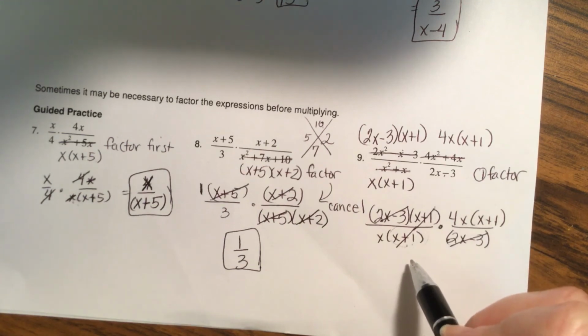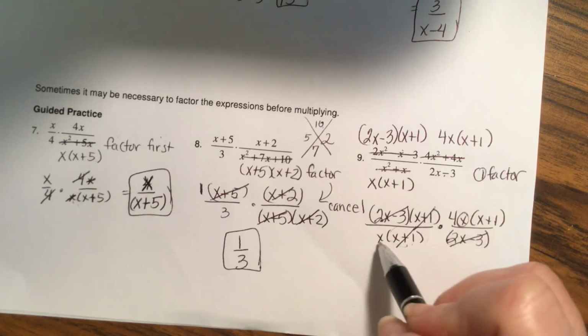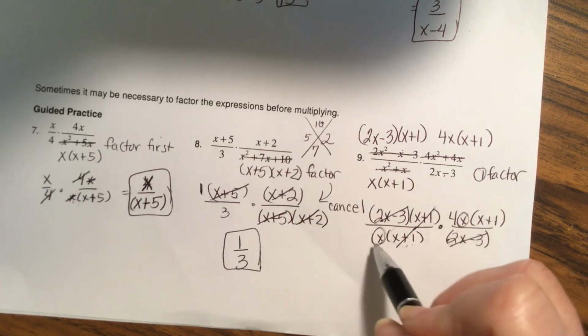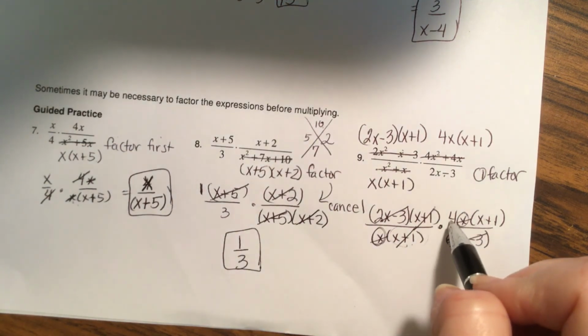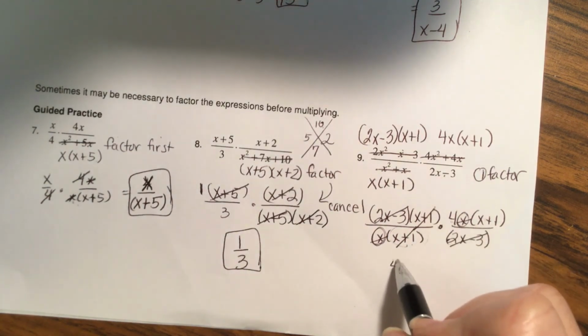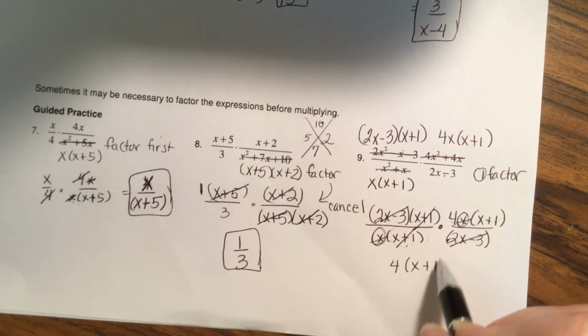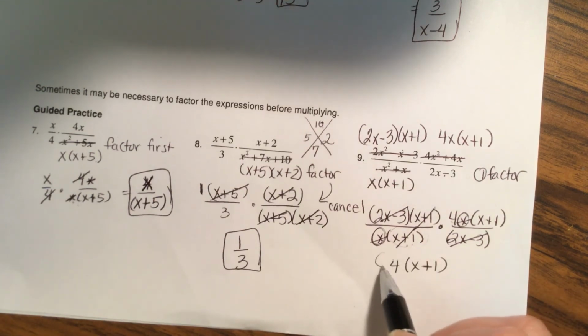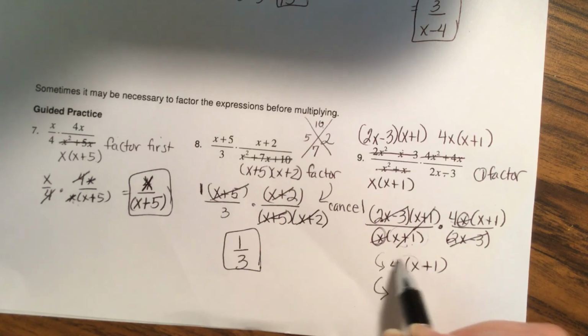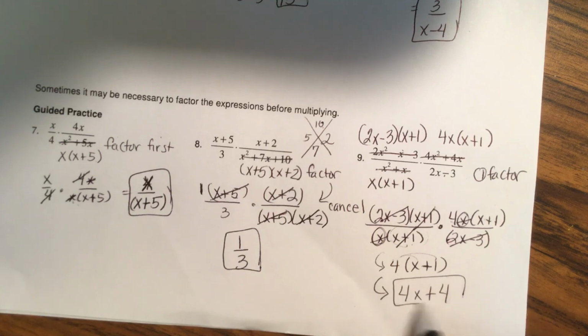So we can take this x, and those cancel off because they're both outside of the parentheses. If you think about what you have left, all we have up here is a 4 on top and an x plus 1 in parentheses. Everything on the bottom canceled off. So we can use our distributive property and say 4x plus 4 is as simplified as that can be.